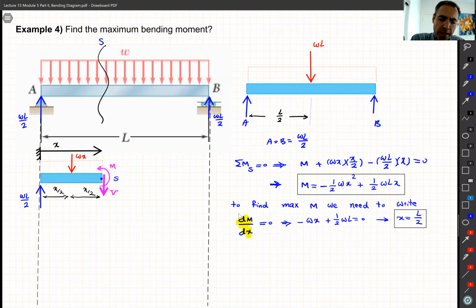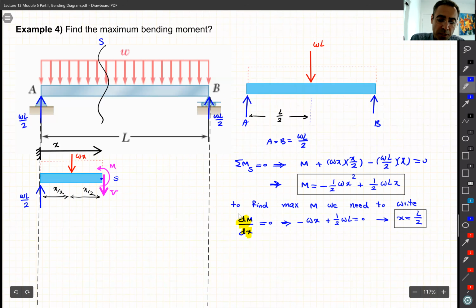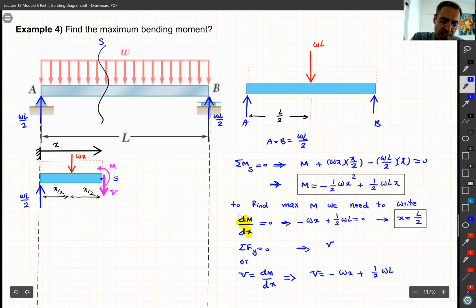Okay. Also, I can find the equation for V either by writing the sum of the forces in Y equal to 0, or just by using dM divided by dx, which gives me V equals minus Wx plus half of WL. If we use this one also, we get the same result.